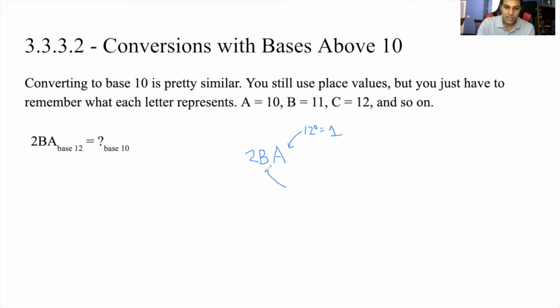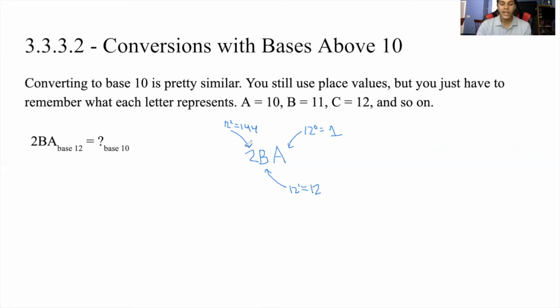Where B is, it's in the 12 to the 1 place, or 12's place, because 12 to the 1 is equal to 12. And the 2 is in the 12 to the power of 2's place. And 12 to the power of 2 is 144. So the 2 is in the 144th place.